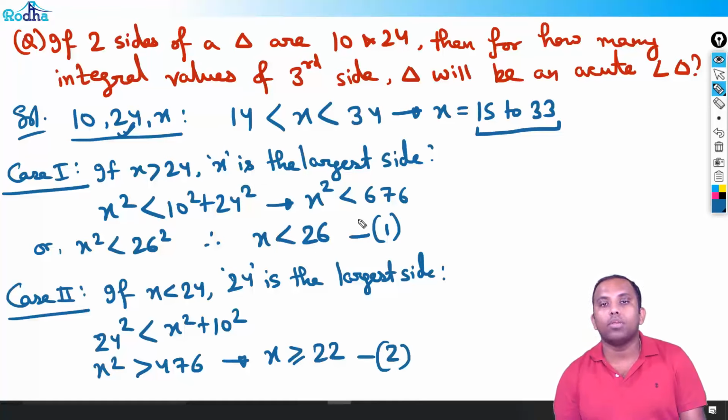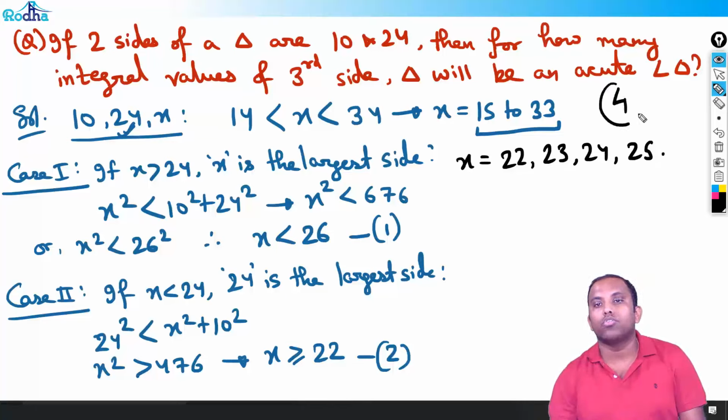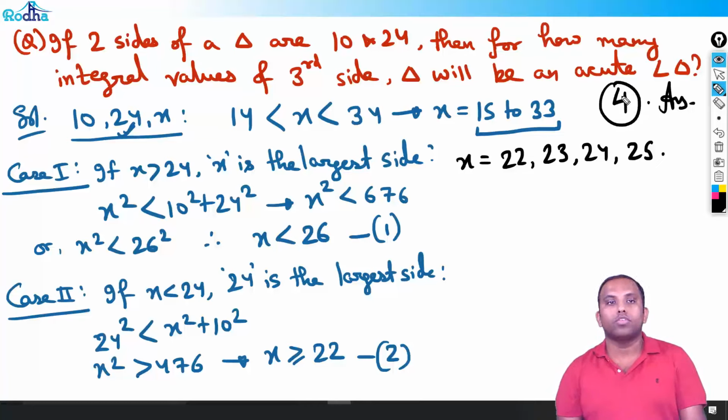Therefore, how many values can x take? x can take 22, 23, 24 and 25. That's it. What is the answer? The answer is 4. So 4 is the answer for this question. It's a very good question and these are very good concepts.